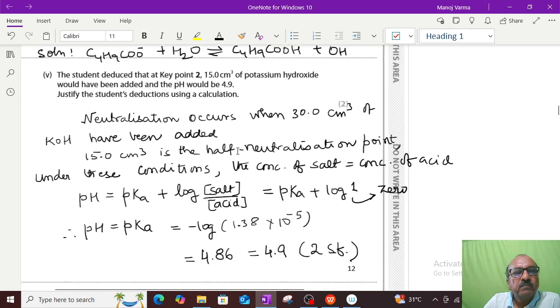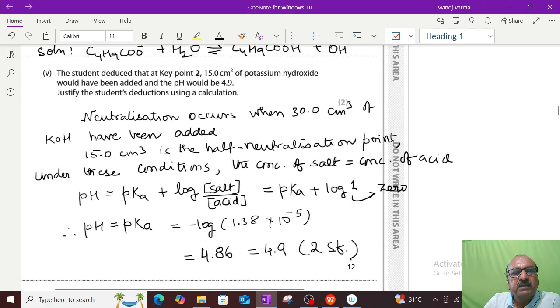Okay, and the point that now you have to understand is the key point 2, where 15 centimeter cube of potassium hydroxide has been added and the pH is 4.9. So you have to now understand a very key point during the titration of a weak acid with a strong base, that when you added exactly half the amount of the base required for neutralization, which was 30 centimeter cube of the base, but now you have added 15 centimeter cube, that's called the half neutralization point.